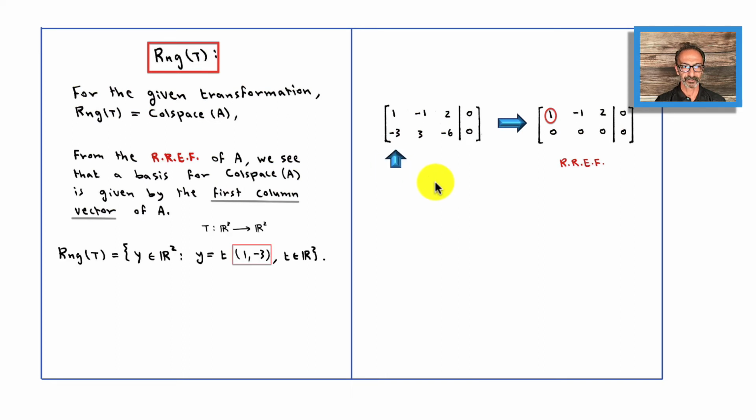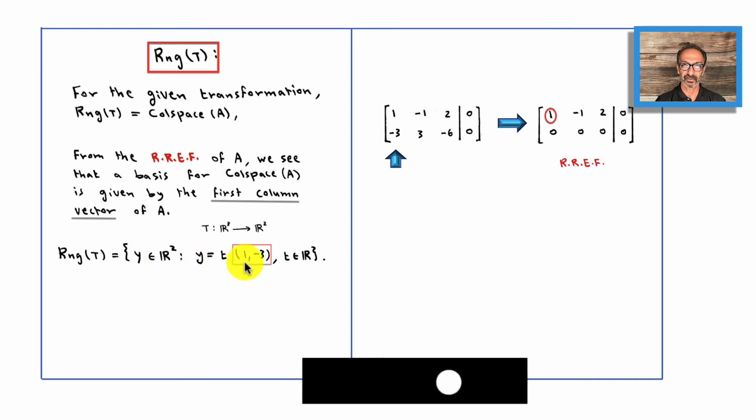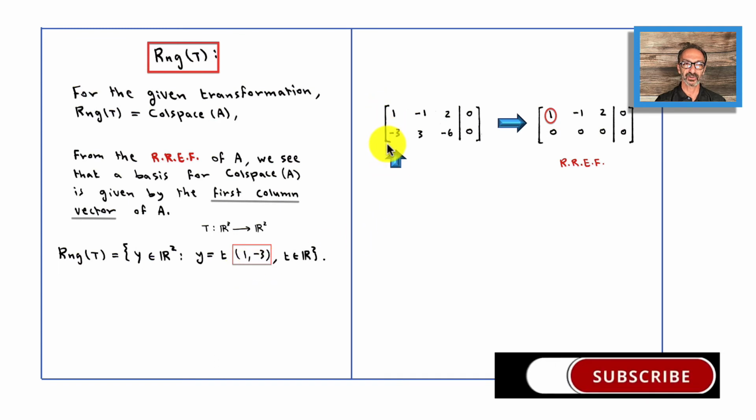That says that the range of T, the transformation T, is all the vectors in R to the second, such that they are scalar multiples of this vector 1, negative 3. So the basis is just one vector, which is 1, negative 3.